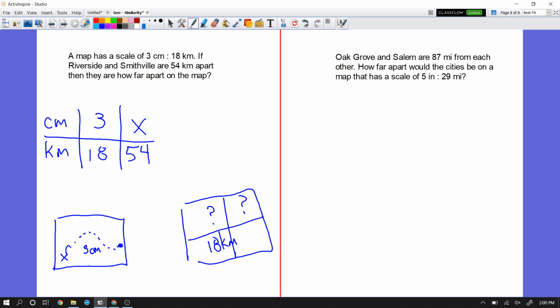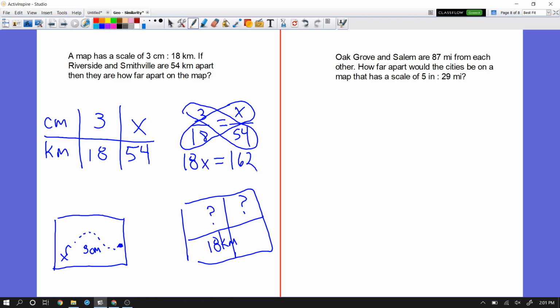Here's what I just did. I said, what are the two things I'm comparing? I set it up in a table. It would be the same thing as going like this. Okay, well, 3 and 18 is equal to x over 54. 18x equals 3 times 54, so 162. Then you divide by 18.